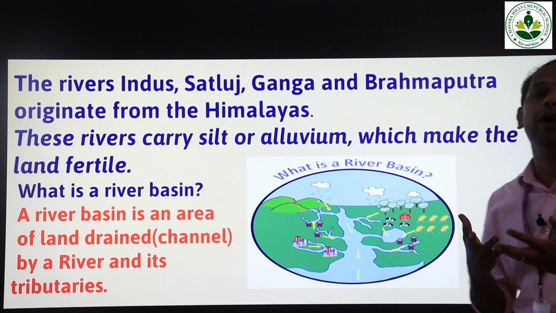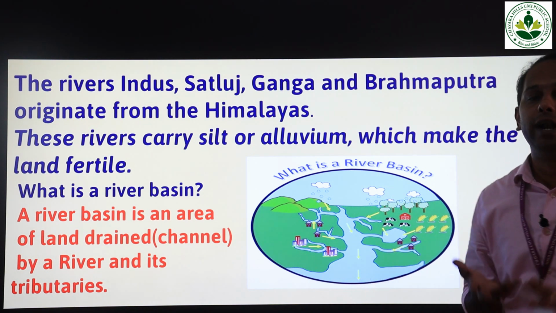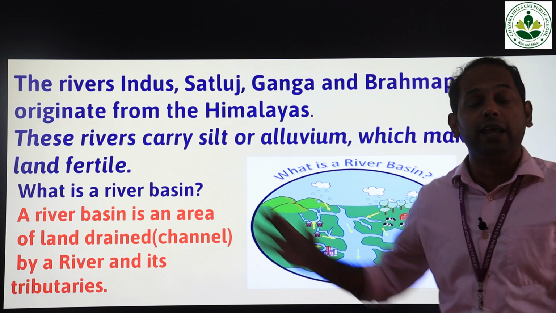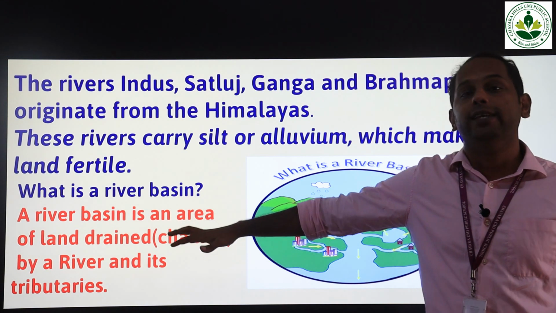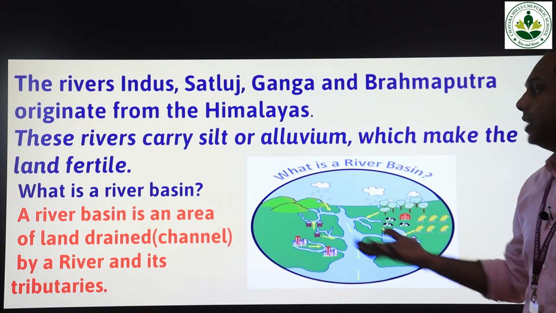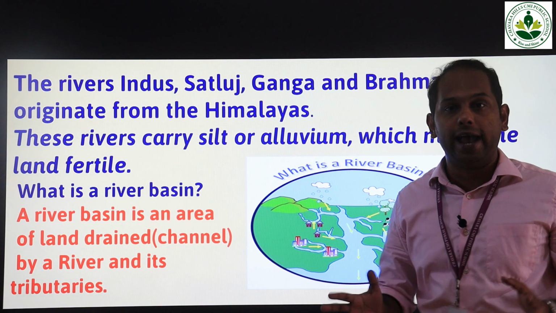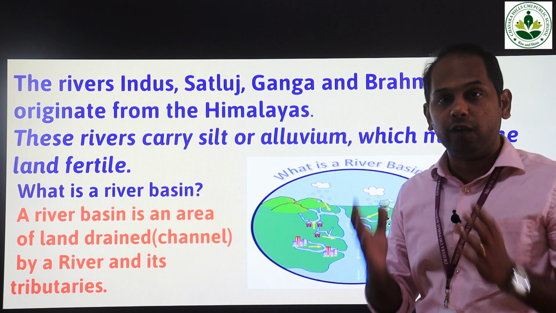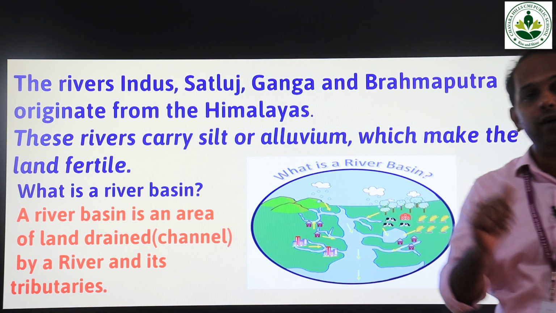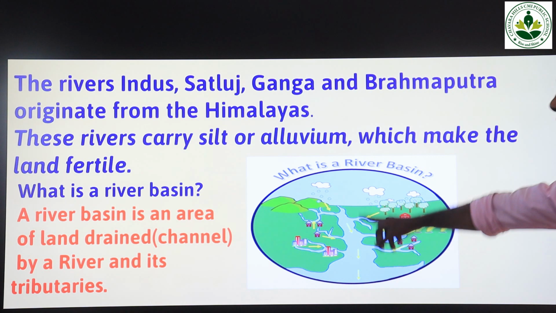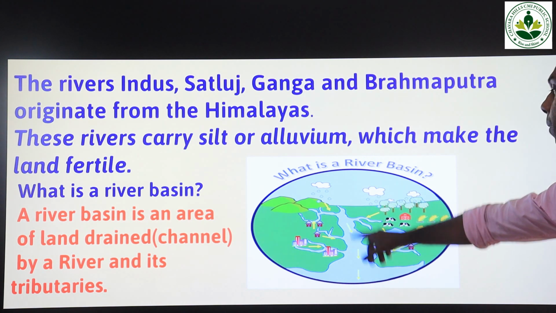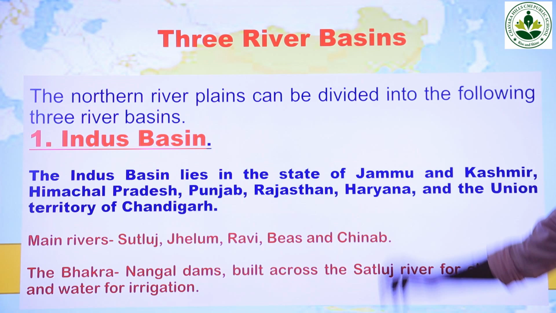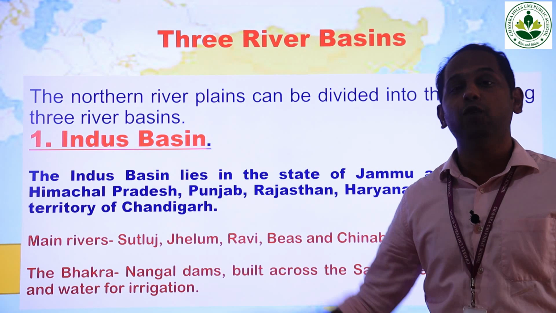What is the meaning of the word tributaries? Small rivers which join the main river are called what? Tributaries. So what is a river basin? A river basin is an area of land that is drained or supported or fed by a river and its tributaries. It is called a river basin. So this is an image of a river basin, an area or portion of land which is fed by a river and its tributaries. Now we'll be studying more about the river basins.